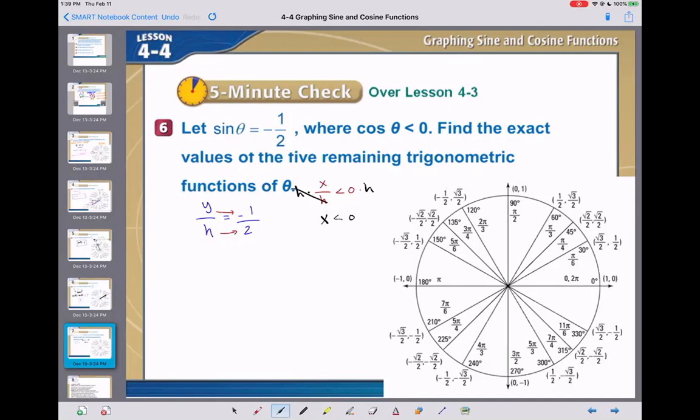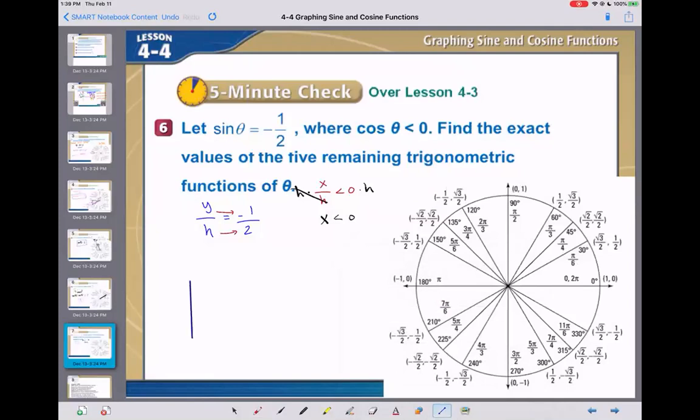And honestly, h is 2. So I could have even written that in, multiplied both sides by 2. We get that x is less than 0. So that means x is negative. What you can do now is draw a triangle and solve from there. And I'm going to let you do that on your own.